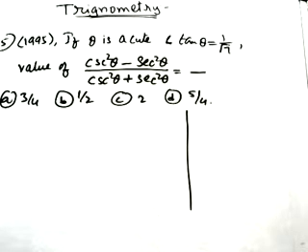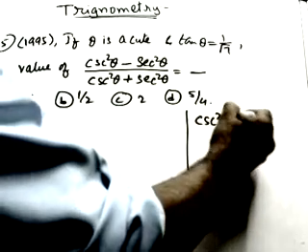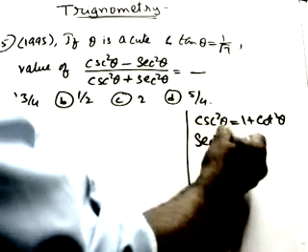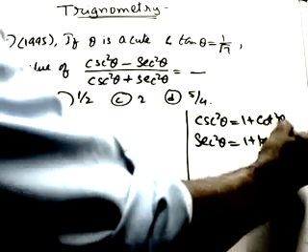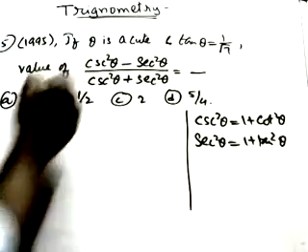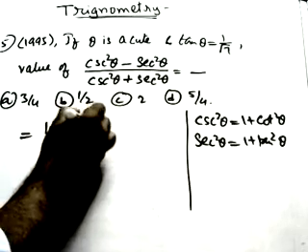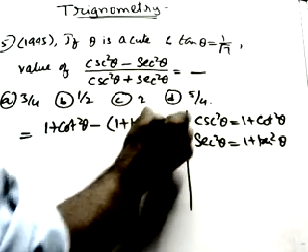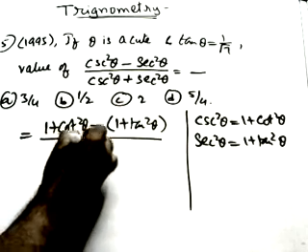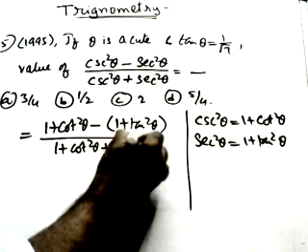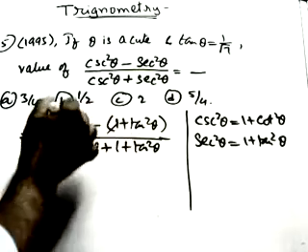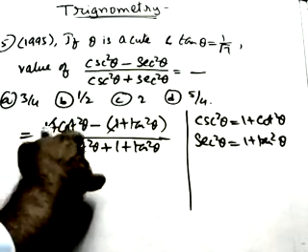Now you see the next question. If theta is acute, in the first quadrant, and tan theta equals 1 by root 7, then find the value of the expression. Cosec square theta can be written as 1 plus cot square theta, and in the same way secant square theta is 1 plus tan square theta. These are trigonometric ratios. So cosec square theta minus secant square theta over cosec square theta plus secant square theta becomes (1 plus cot square theta minus 1 minus tan square theta) over (1 plus cot square theta plus 1 plus tan square theta). The minus 1 and plus 1 get cancelled.